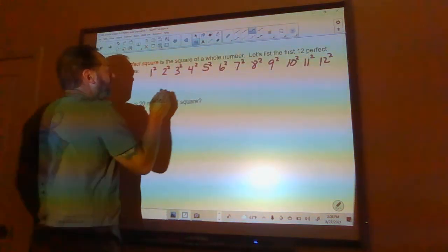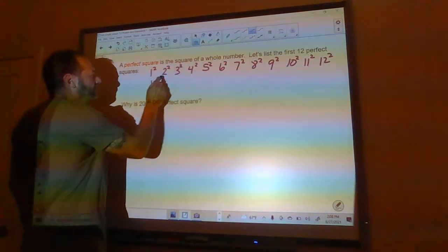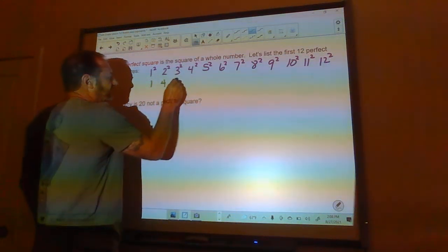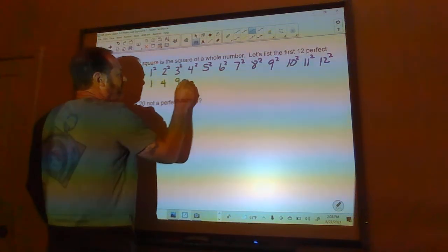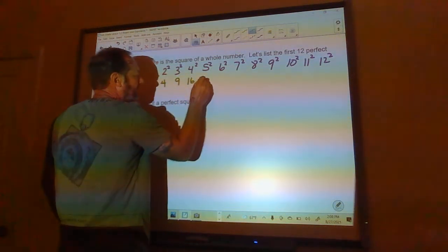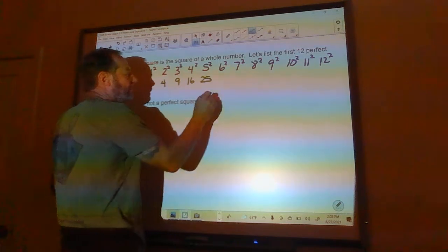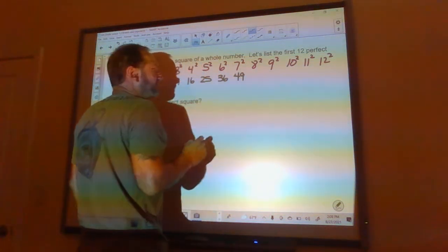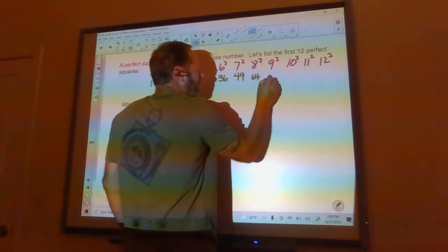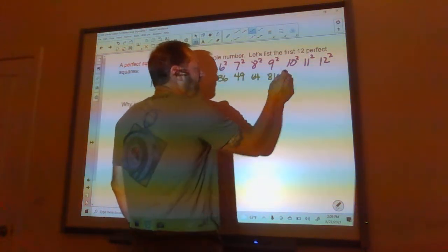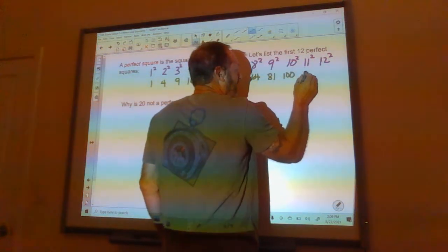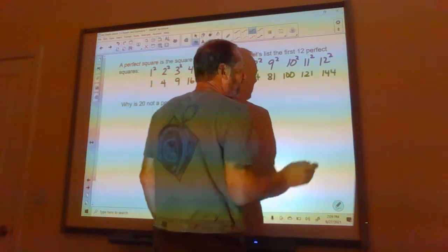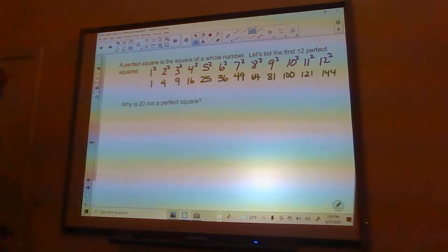Okay, so 1 squared is just 1, 2 squared is 4, 3 squared, 3 times 3, that's 9. 4 times 4 is 16, 25, 6 times 6 is 36, 7 times 7 is 49, 8 times 8 is 64, 9 times 9 is 81, 10 times 10 is 100, 11 times 11 is 121, and 12 times 12 is 144. Now this just keeps on going, but these are your perfect squares.